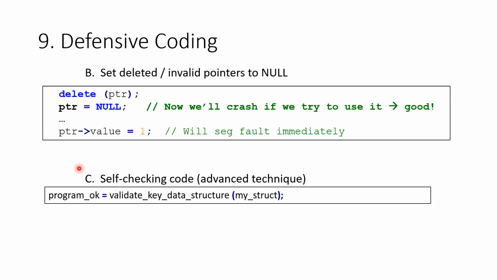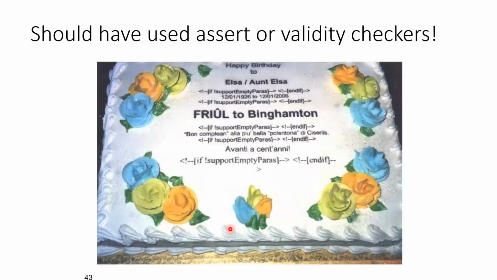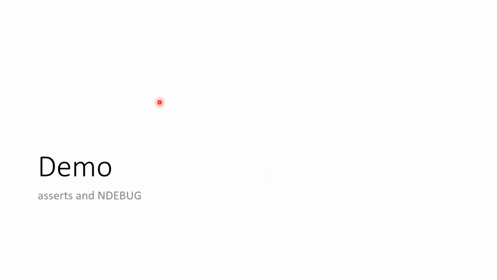And an advanced technique is to try writing self-checking code. So try writing a function to validate the data structure, whether it's correct or not. This is an advanced technique and it's not required in this course. We're just introducing it so that you know that it exists. So say if we are printing out garbage values, we should have validity checkers so that we know beforehand.